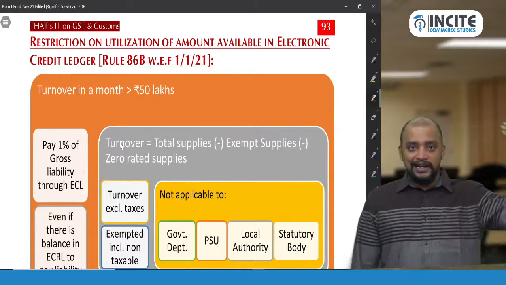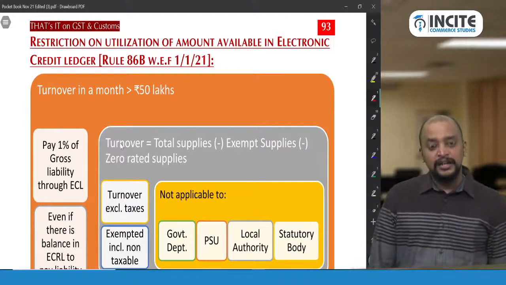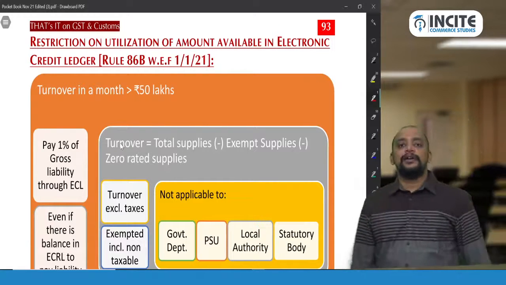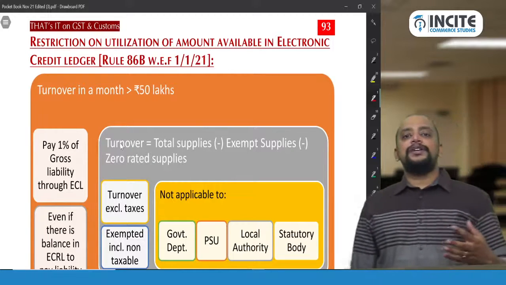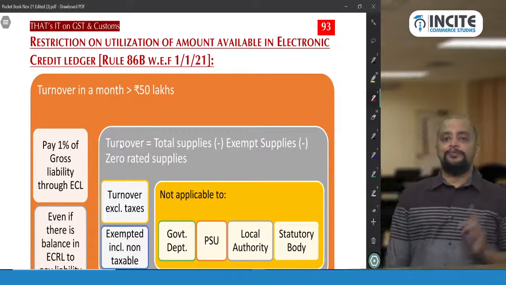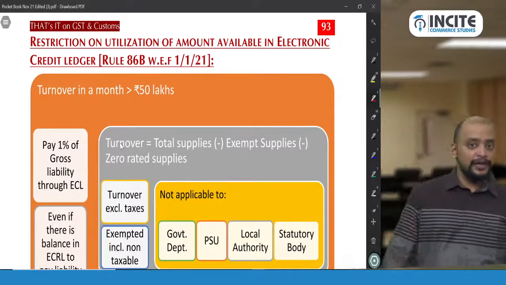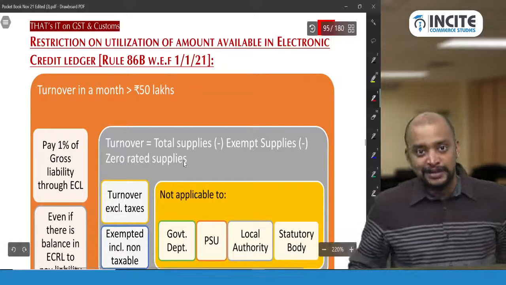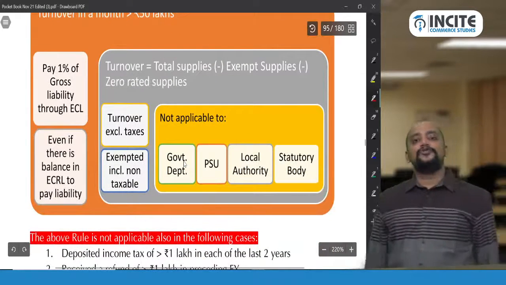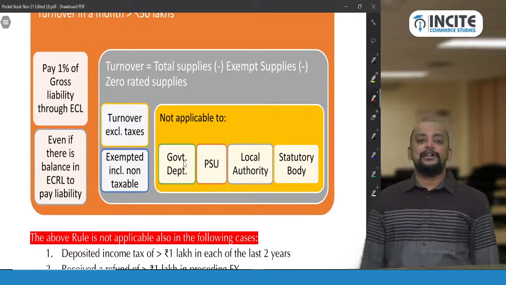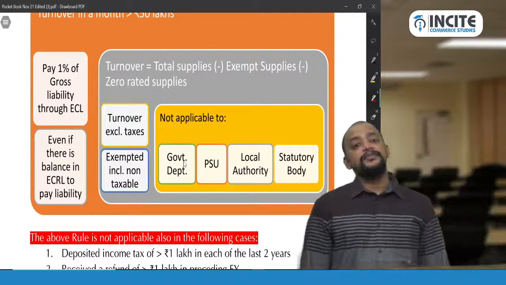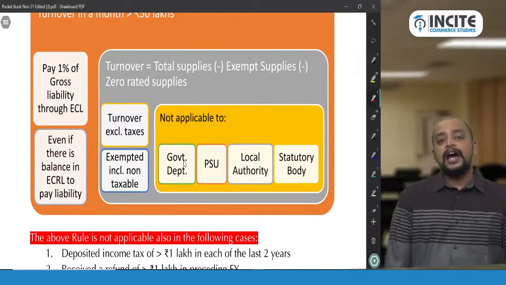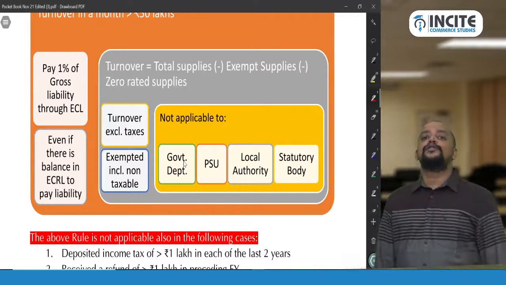That is already given, in the sense that it was an amendment and it was already asked in the exam 2 times. And 86B is the latest amendment wherein, out of whatever your liability is, 1% will be payable through your electronic cash ledger only. But to whom is it applicable? To those whose turnover in a month exceeds 50 lakhs. They have to pay 1% of their gross liability through the electronic cash ledger only, even if there is sufficient balance in the electronic credit ledger. And what is that 1%? 1% of their gross liability.